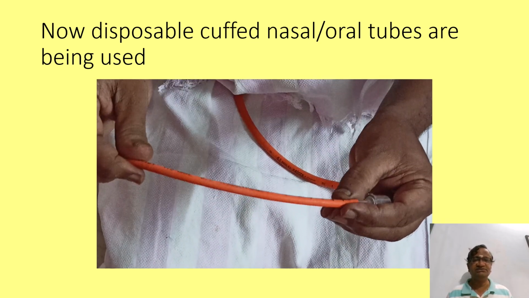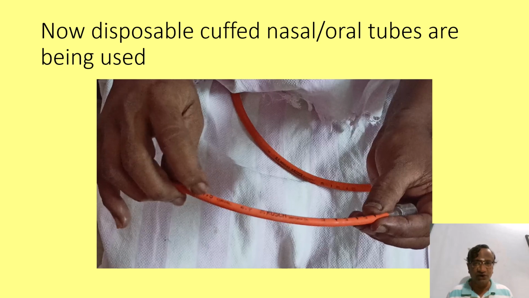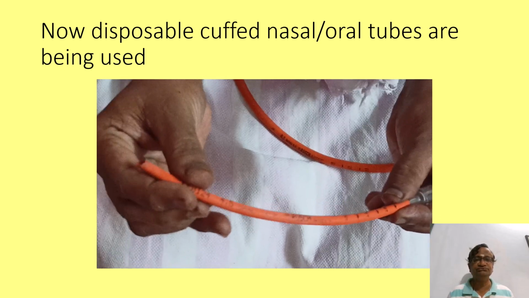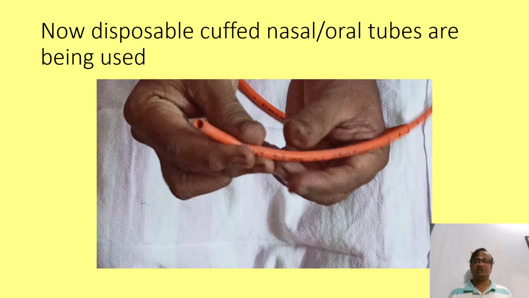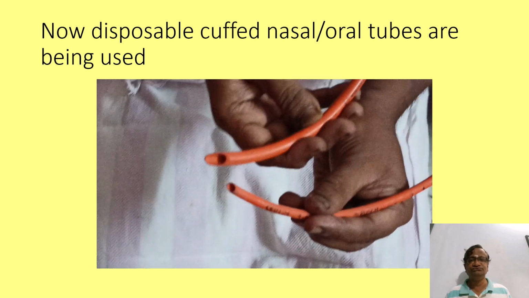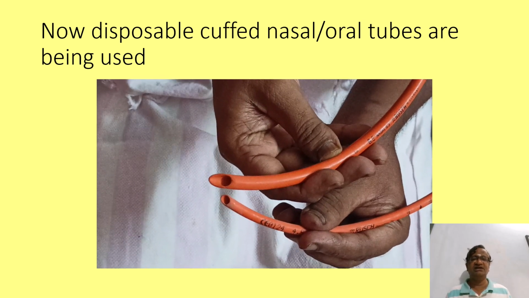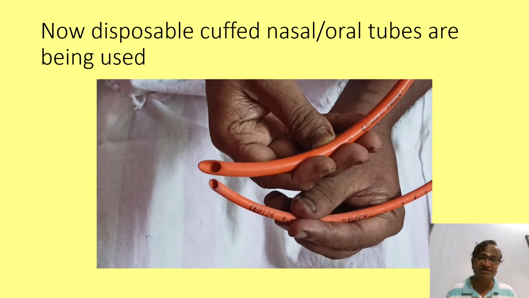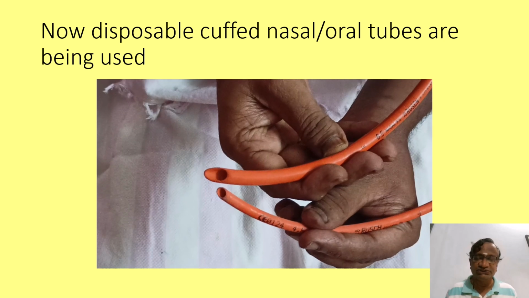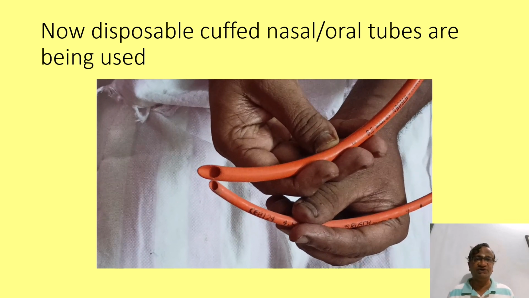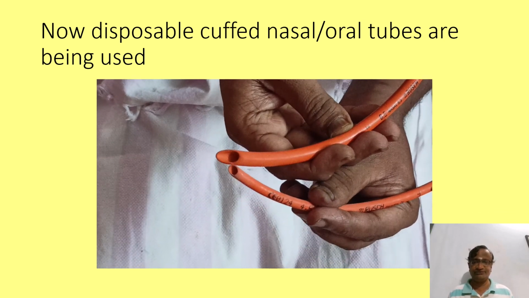You can see it is written here, oral. That is the oral tube. You can see written oral here, and see the bevel. The difference between the bevels is very clear now. This is the nasal tube, the original oral nasal tube. Previously, we had original tubes made by Roche, but this has been condemned, and we are using only disposable cuffed tubes.